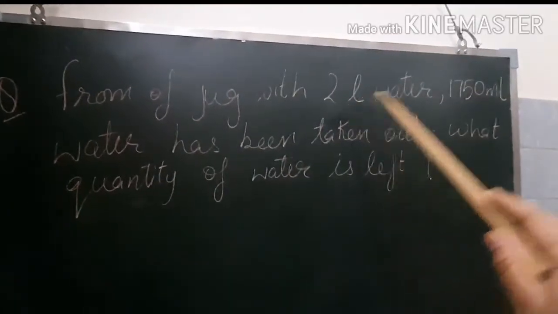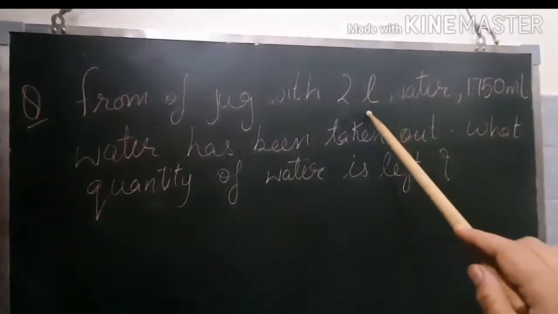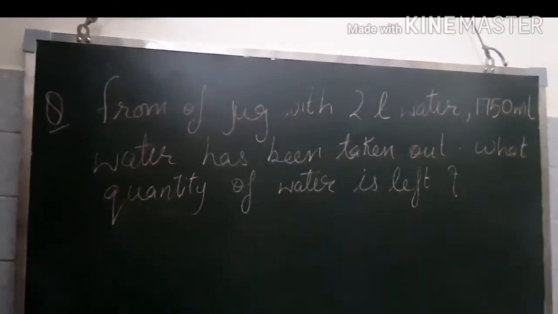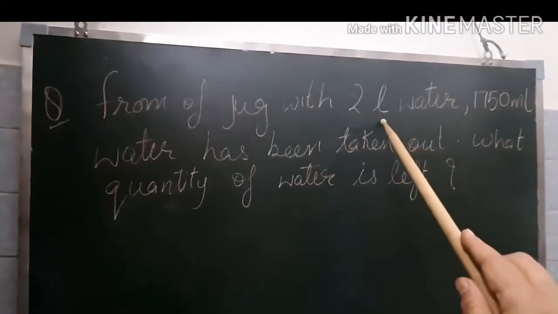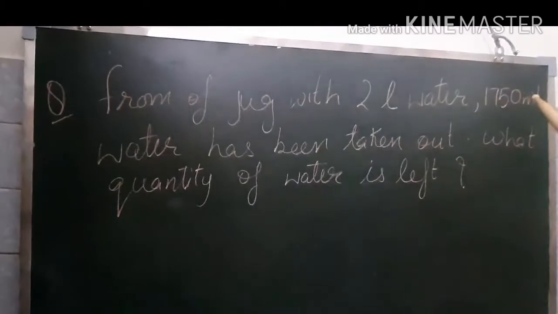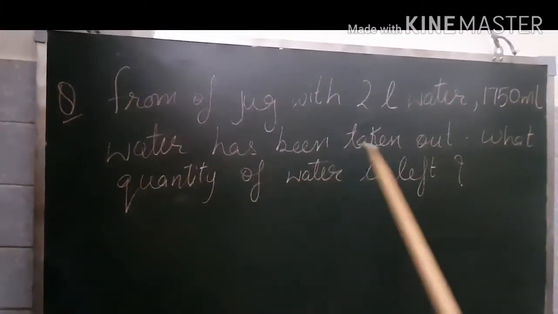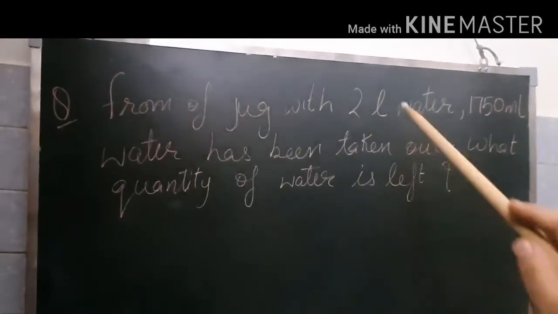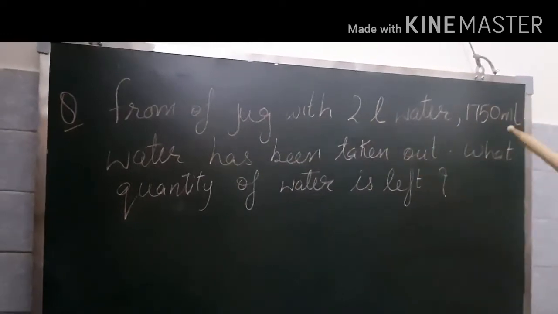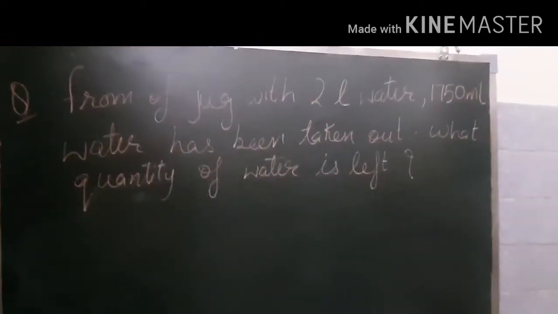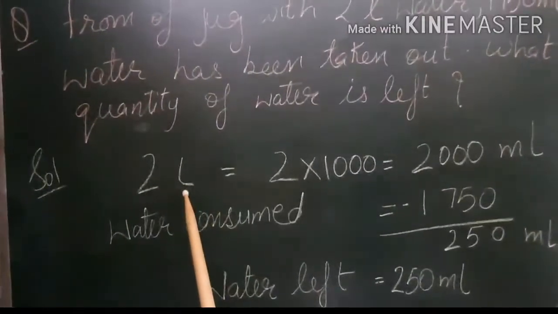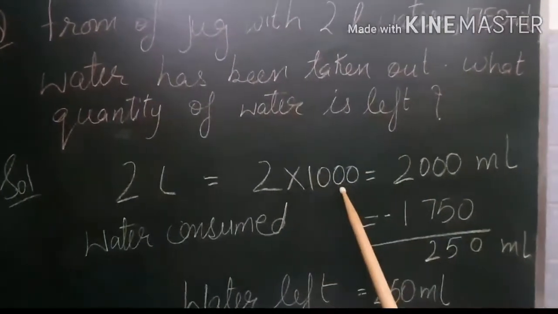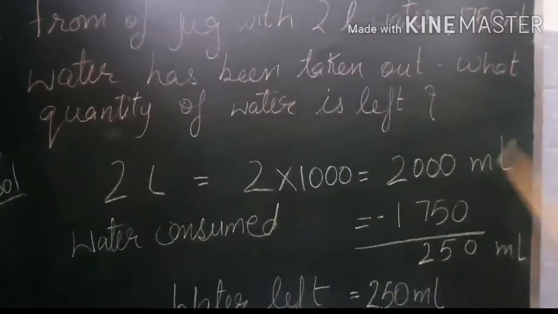Now again we have two different quantities, milliliter and liter. Can we subtract directly from 2 to this number? No. So what we have to do is convert liter into milliliter. As the question says, how much is left, so it is subtraction. First of all, let us convert 2 liter into milliliter. By just multiplying 2 with 1000, I get 2000 milliliter.